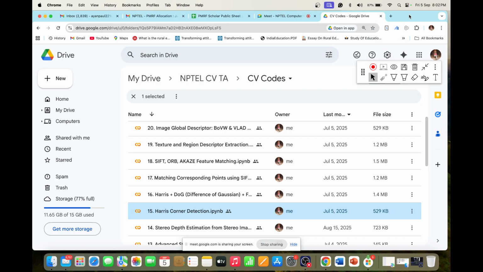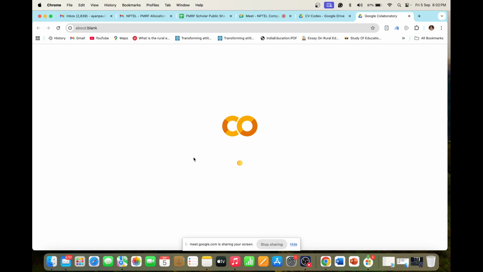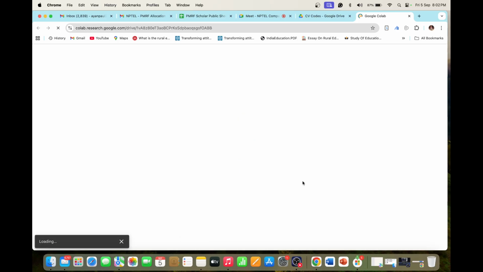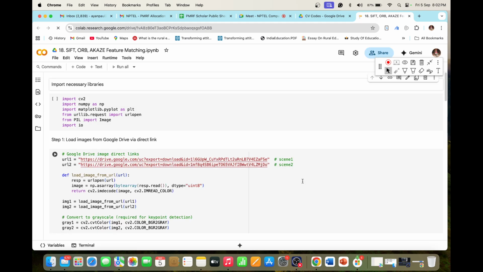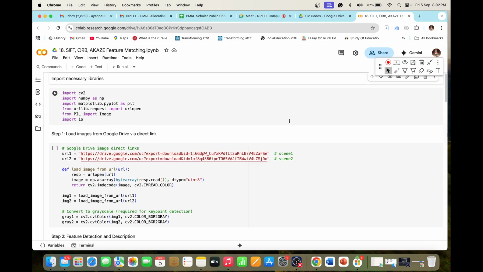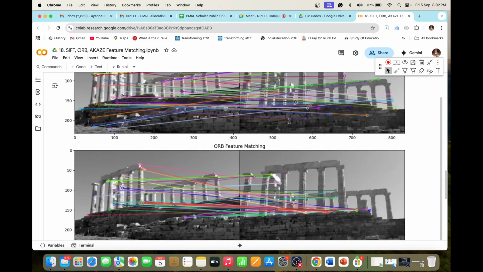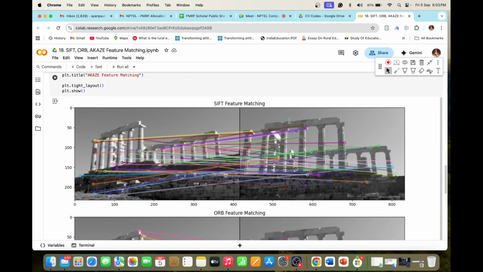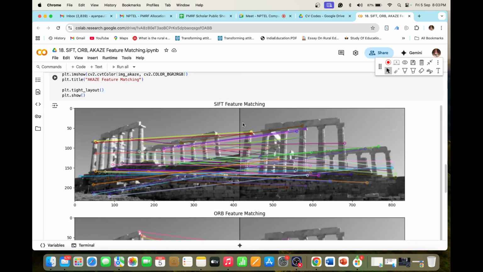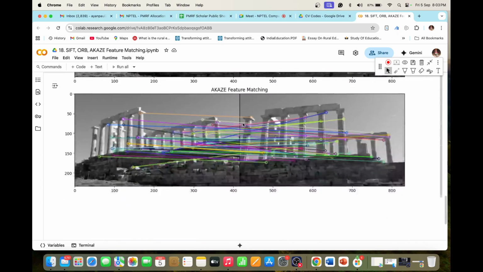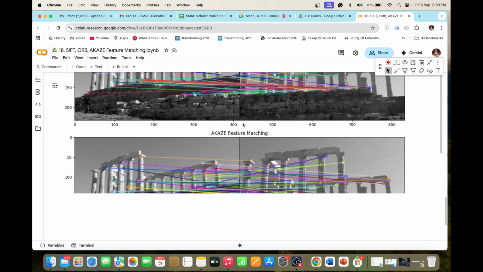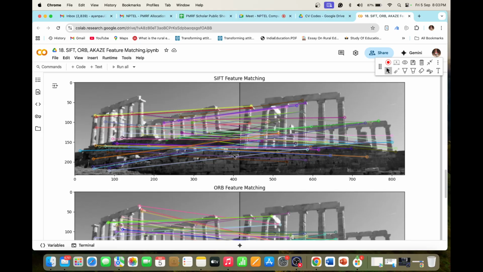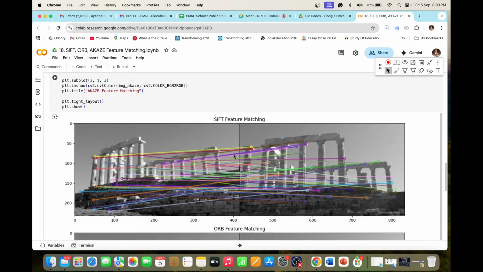Similarly, I have given code for all of these. Let's open another one. It will take a bit of time. Is the code visible, right? Yes. Here I have done feature matching. These are the different feature matching techniques, like SIFT feature matching, and one more I have also given you. You can see how we are doing this feature matching.